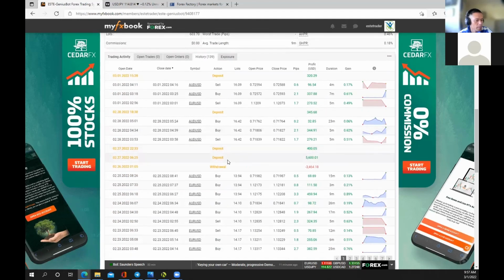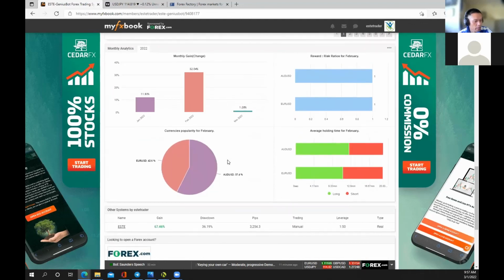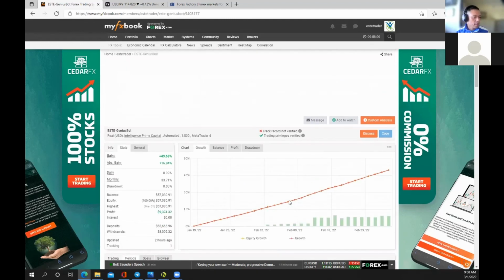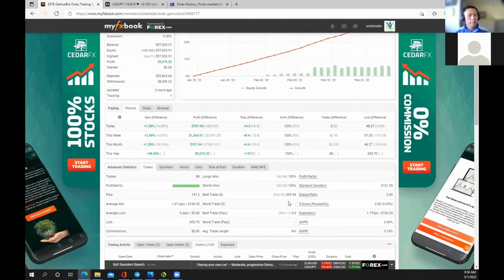So that's pretty cool. I believe in diversification. If you're manually trading, and if you have another type of trading, then that's actually great. So that's the results for February.